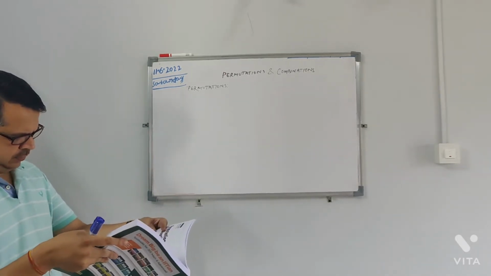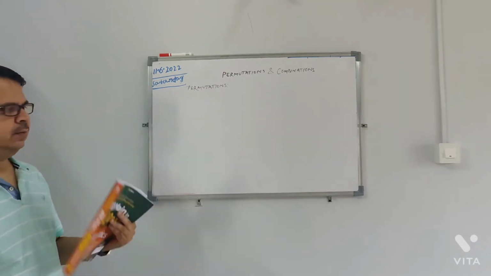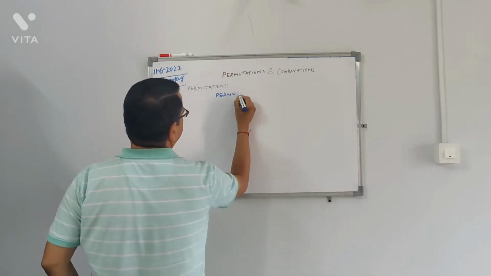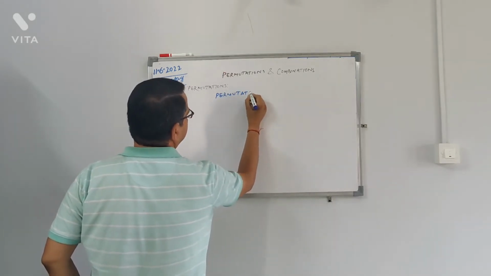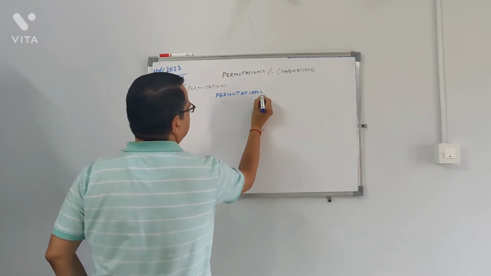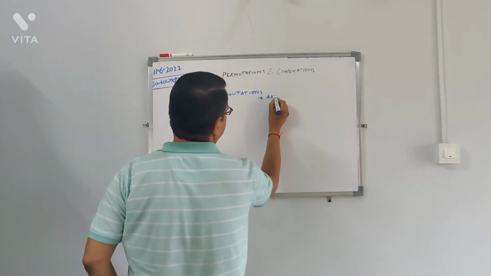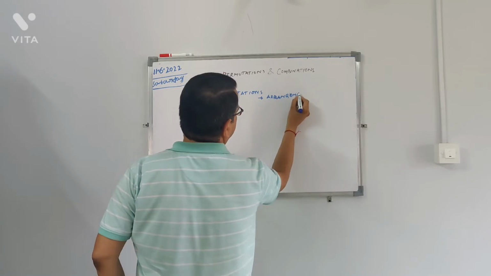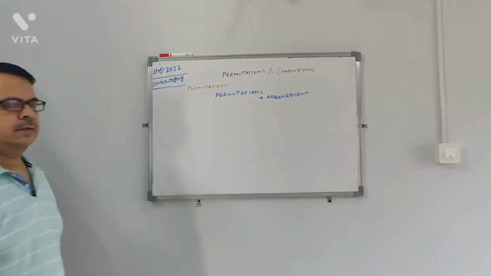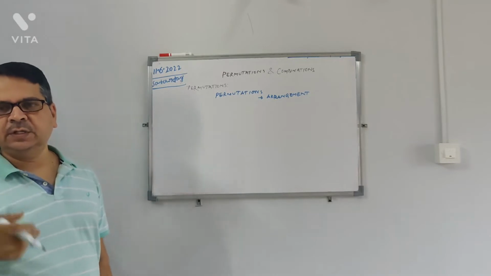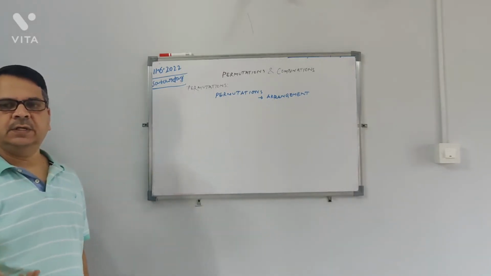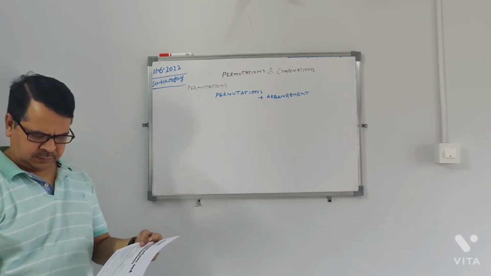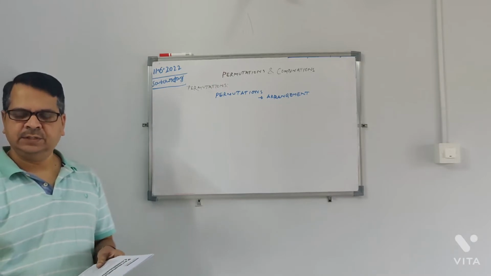So permutations means arrangement of things. Permutation is nothing but arrangement. So what is the difference between permutation and combination? Combination is not an arrangement. Combination means selection of things.